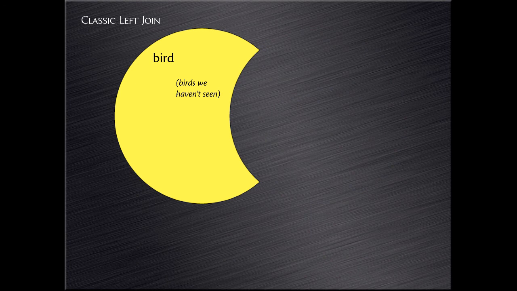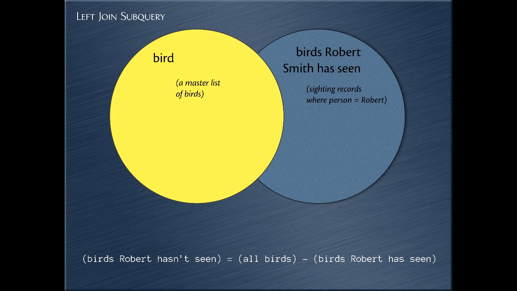If that doesn't make sense, go back and look at the left join video. It'll become much more clear. All right. Well, let's try a slightly different question. Now I want to know all of the birds that Robert Smith has not seen. So it's not birds no one has seen. It's just the birds that Robert Smith has not seen.